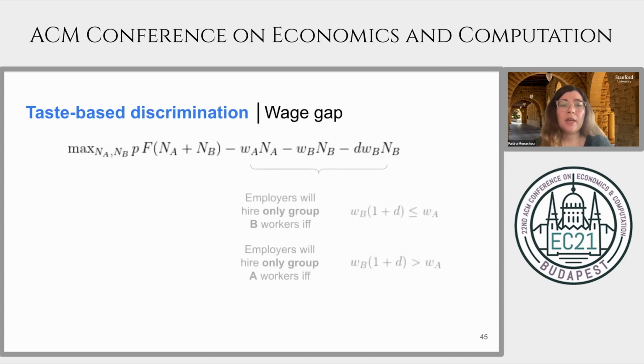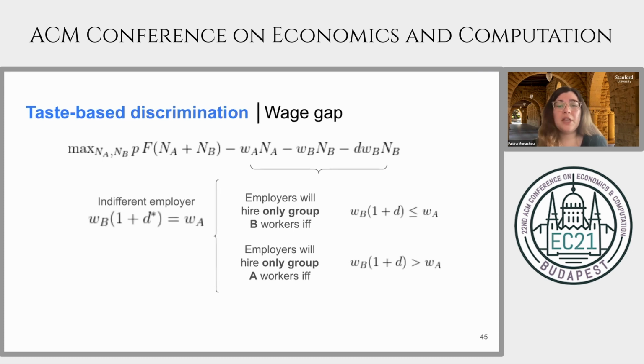So actually, it turns out that employers will hire only group A workers or only group B workers, and their decision will depend on this very simple inequality. So we see here that if the wage-adjusted utility per worker in B is actually smaller than the wage these employers give to A workers, then it's best for them to hire only B workers. Otherwise, if the opposite holds, they will hire only A workers. So when this relation holds with equality, we get the indifferent employer.